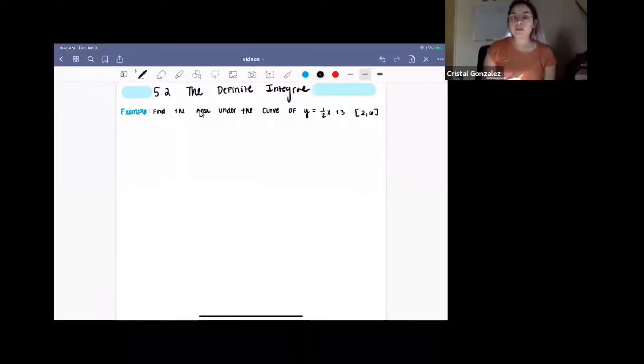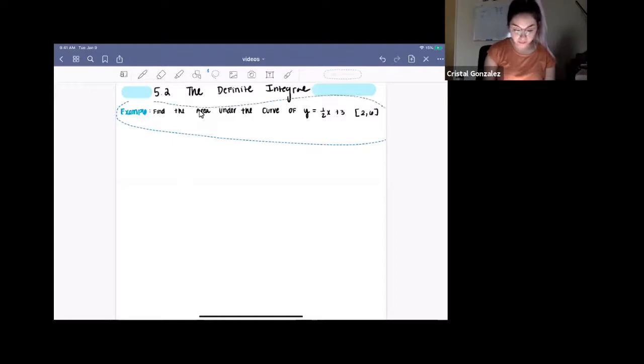Okay, so for this video, we're going to continue on 5.2, which is the definite integral. And in the last video, we talked about the definition of the definite integral and how we can rewrite the integral in terms of the Riemann sum. And so recall, let me move this example downward so that I can show you what to recall.